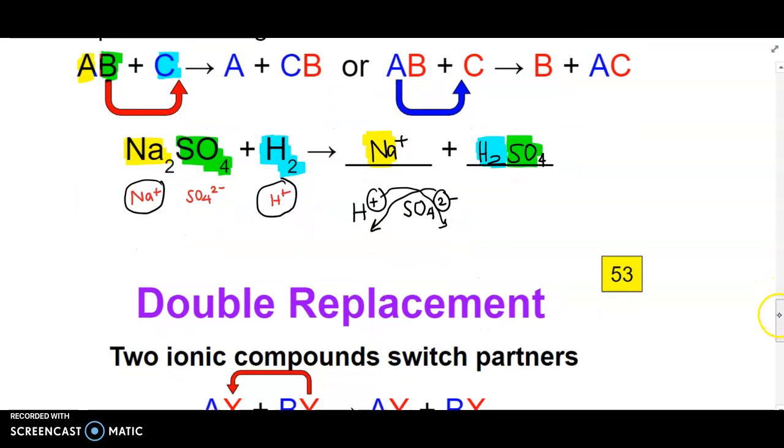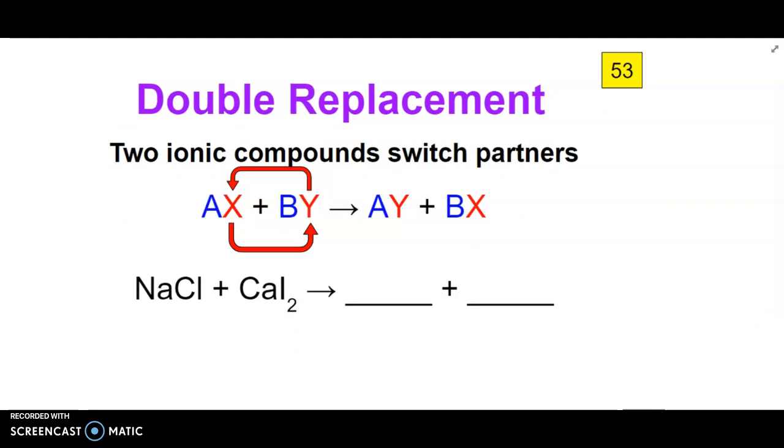The last of the reaction types is double replacement. In double replacement, everybody gets a new partner. So we're going to start by highlighting again. Let's put A as sodium.